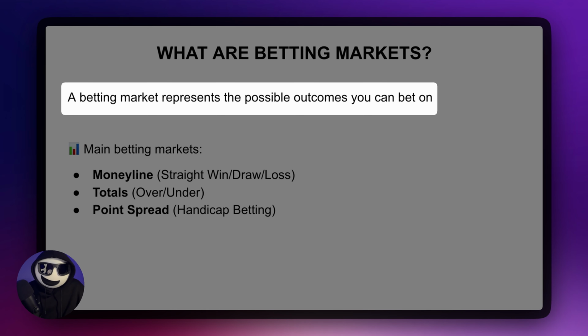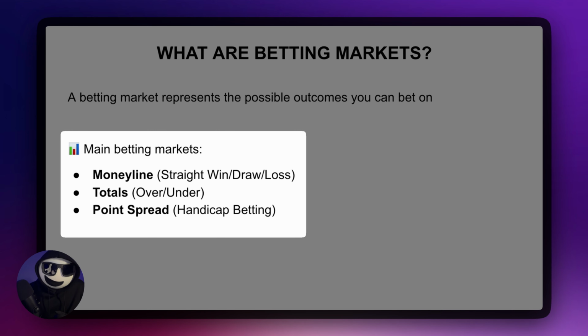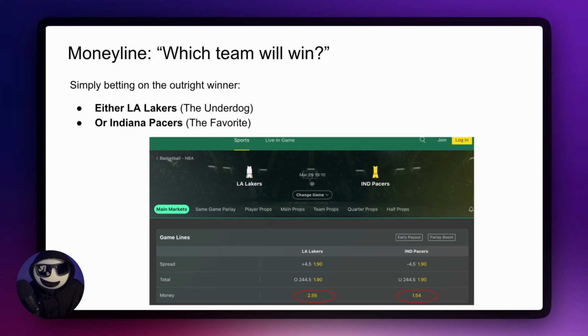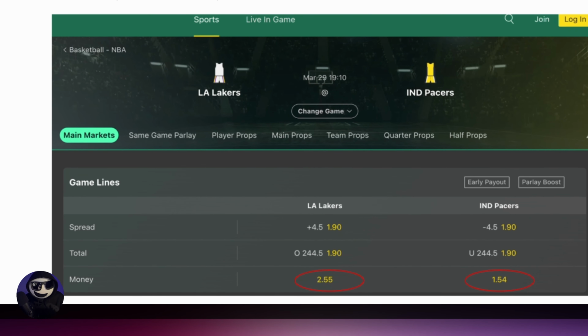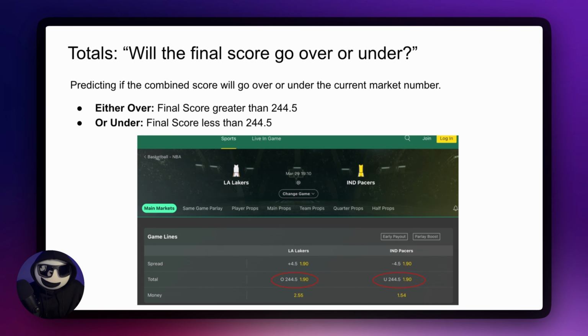A betting market is basically the type of bet you want to make, and there are 3 main betting markets. Let's start off with the easiest market, which is the money line. With the money line, you basically predict which team will win the game. Very simple. Another betting market is totals.